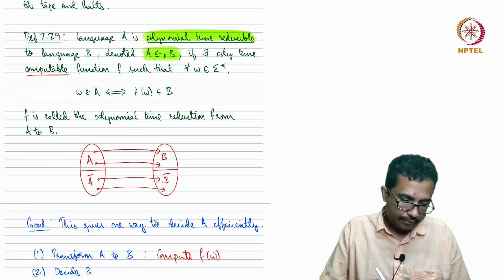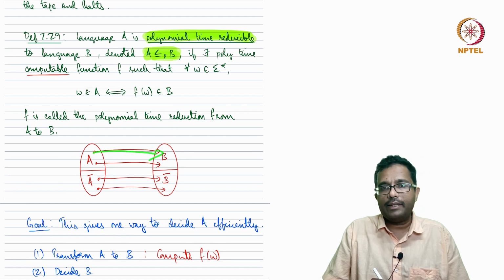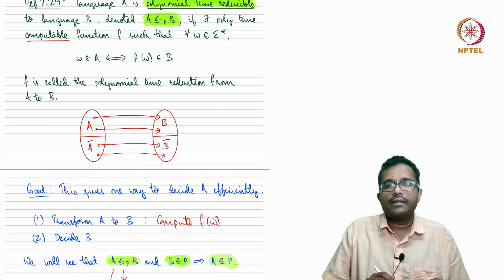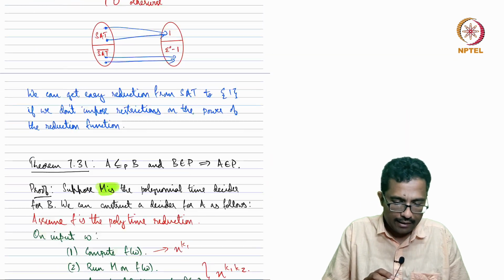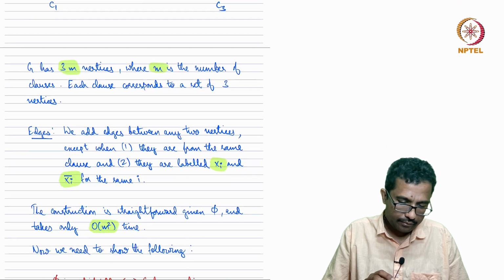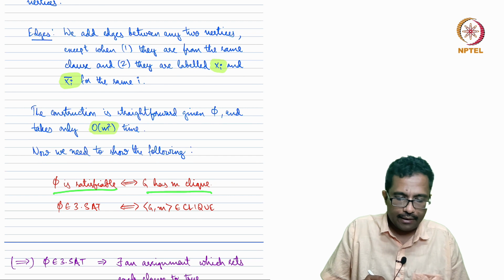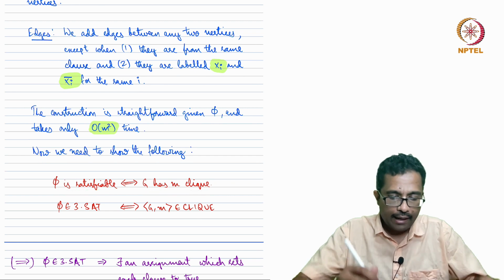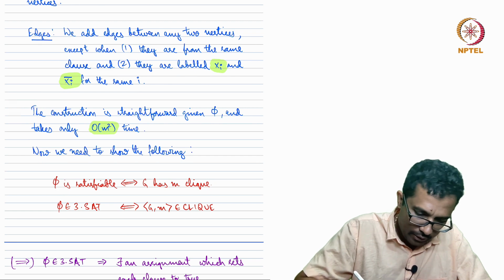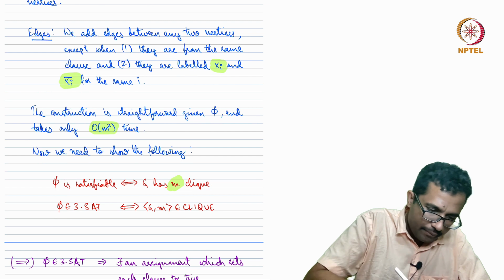So if phi is satisfiable, we get G, K where G has a K clique. If phi is not satisfiable, we get G, K where G does not have a K clique. This is the thing that we need to show, right? So phi is satisfiable if and only if G has a K clique. So our K is also going to be M. So this is our claim.